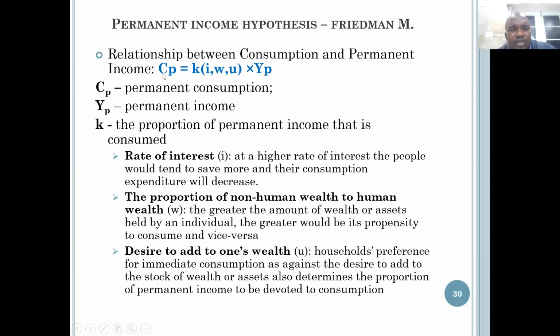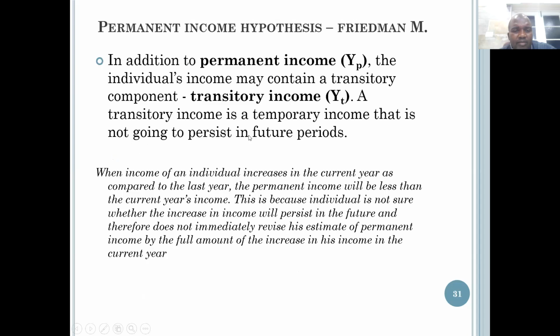So the relationship between consumption and permanent income is that permanent consumption is a function of things like the interest rate, the proportion of non-human wealth to human wealth, and one's desire to add to one's wealth, which is represented by u, multiplied by one's permanent income. In addition to permanent income, the individual's income may contain a transitory component. A transitory income is a temporary income that is not going to persist in the long run.